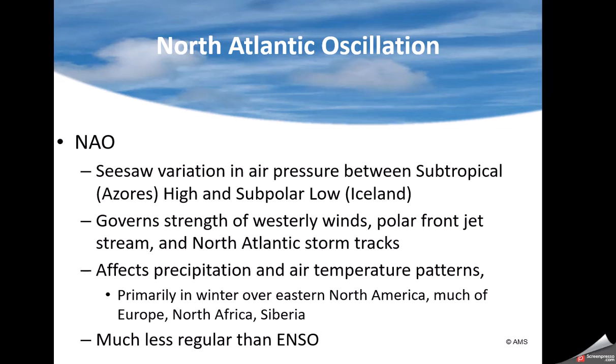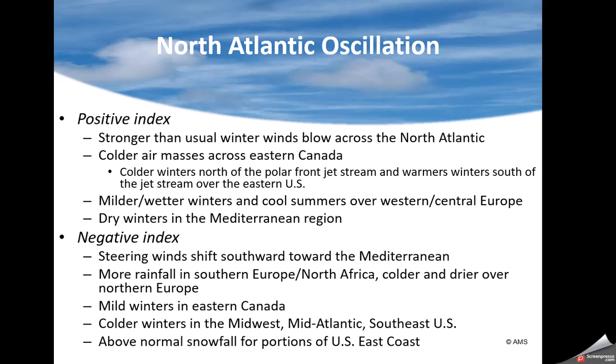North Atlantic Oscillation is a seesaw circulation between the subtropical high and the polar low over Iceland. So that is another impact that you find here. And it can really affect the eastern part of the United States. Positive, which means there are stronger than usual winds blowing across the North Atlantic. Colder air masses move east. Milder, wetter winters and summers over Western Europe.